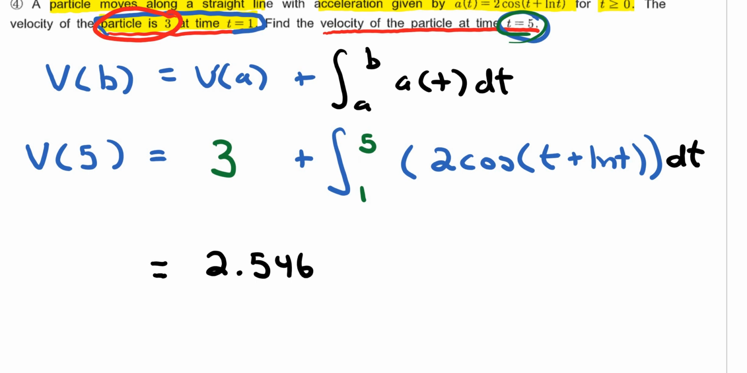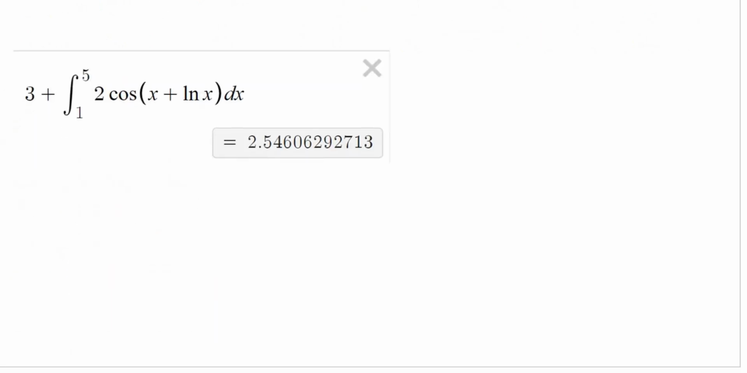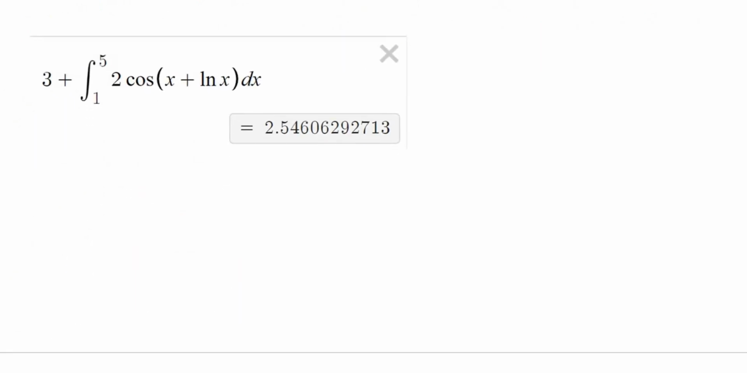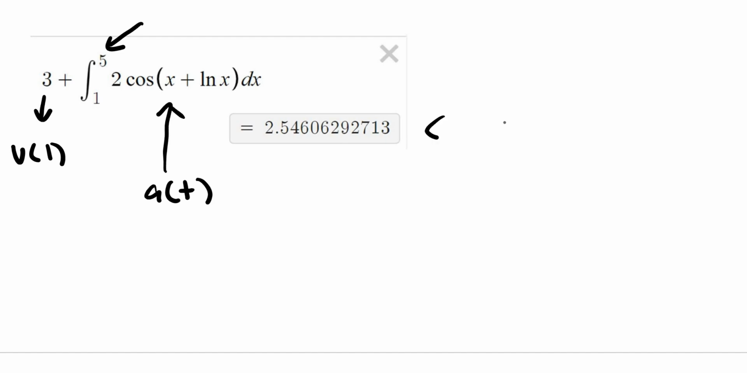And if you are going to Desmos, this is how you would input this into Desmos. There is your initial velocity at v of 1, which is 3. This is your final time at 5, and there is your acceleration function, and that right there is your answer. So just round that to 3 decimal places.